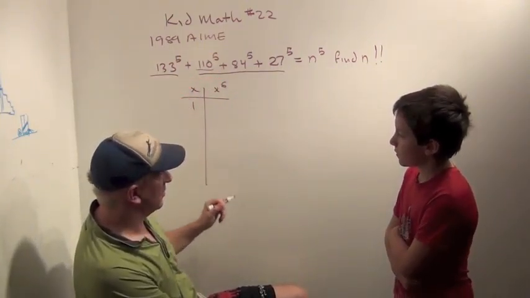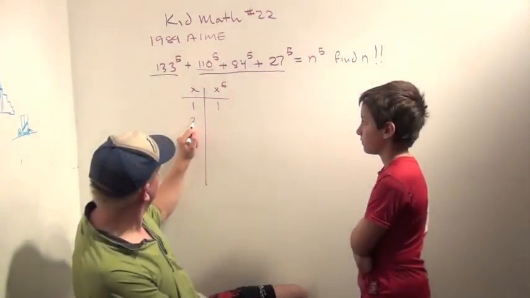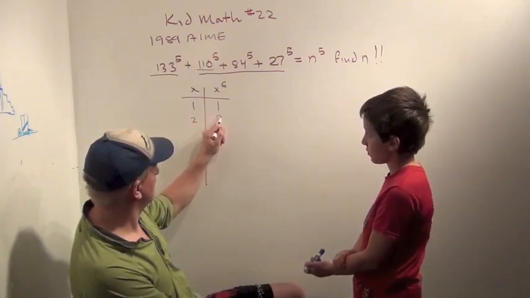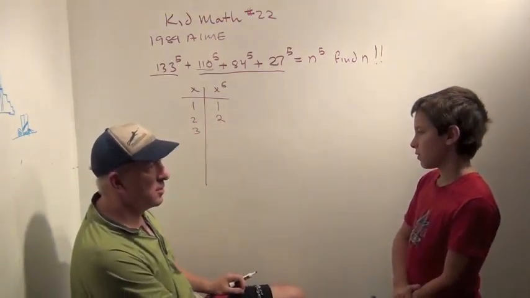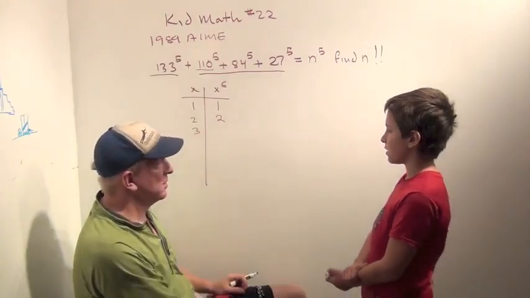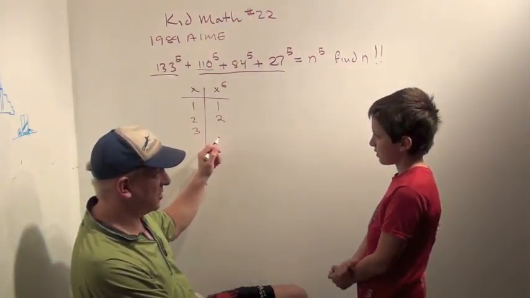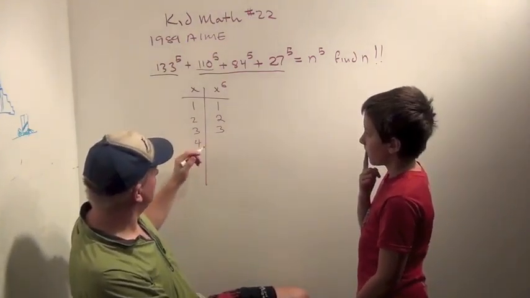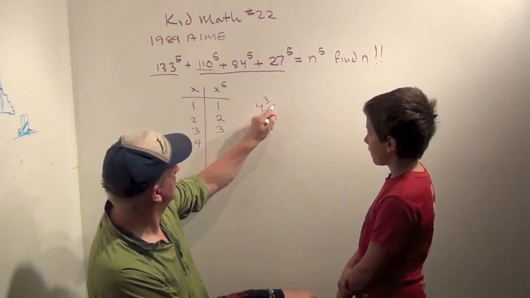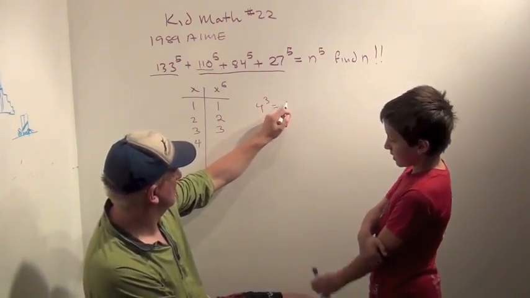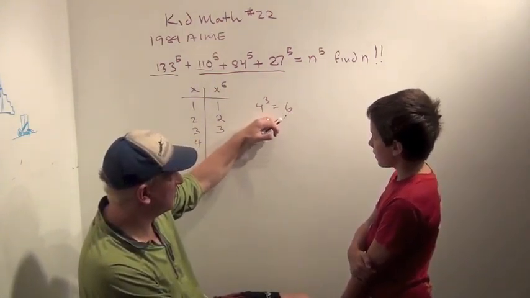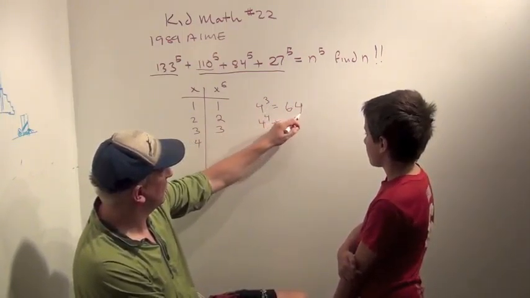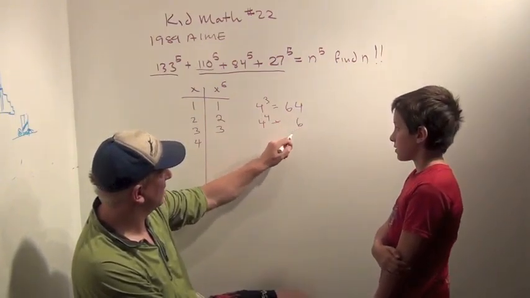1 to the fifth is just 1. 2 to the fifth, what's 2 to the fifth? The last digit is 2, because it's 32. 3 to the fifth? Well, 3 to the fourth is 81, right? So it's 243. So the last digit is 3. 4 to the fifth? 4 cubed is 64. So the last digit of 4 to the fourth is 4 times 4, so the last digit is going to be 6.